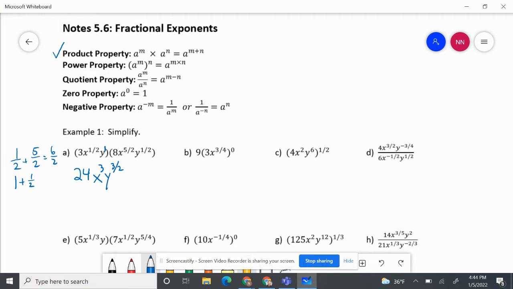For the next one, I'm going to skip down to the 0 property. Anything to the 0 is 1. So if we look at letter B, we have this to the 0. So that would be 1. 9 times 1 gives us 9.